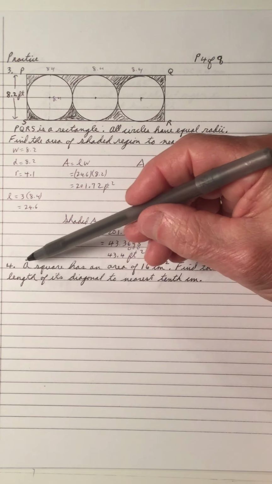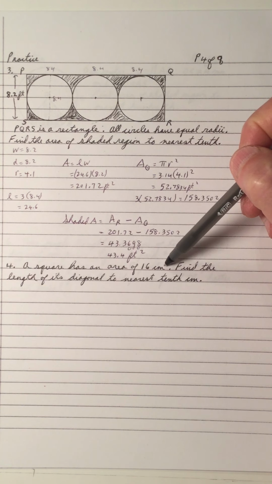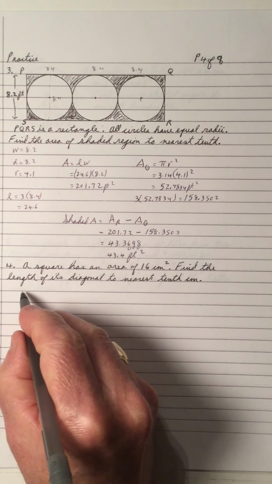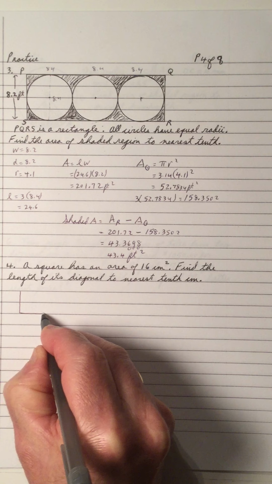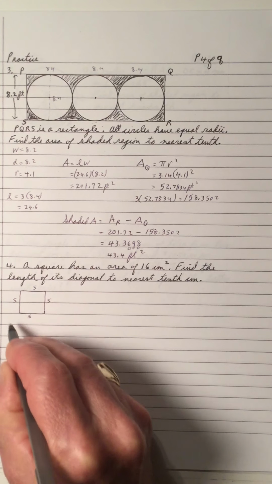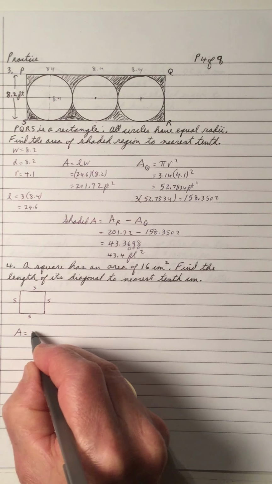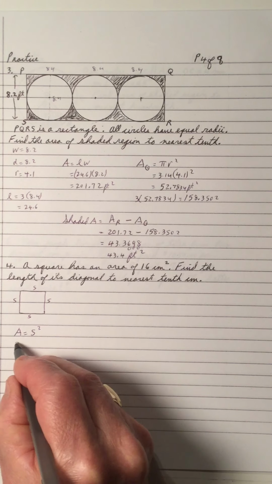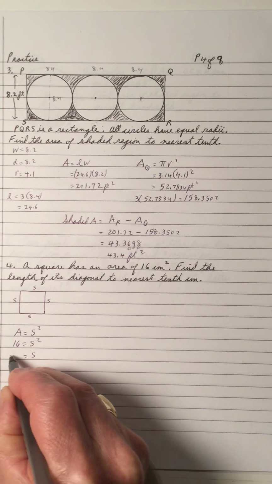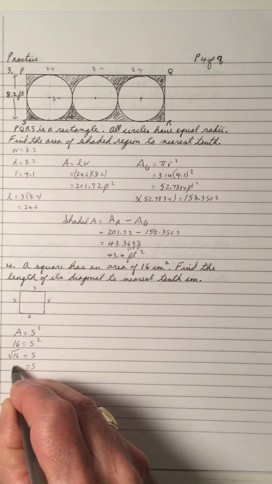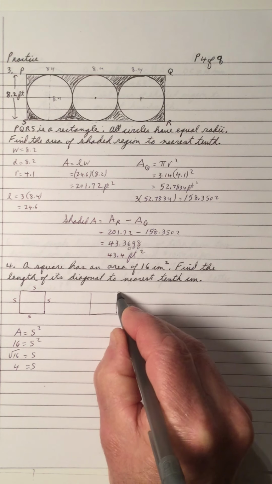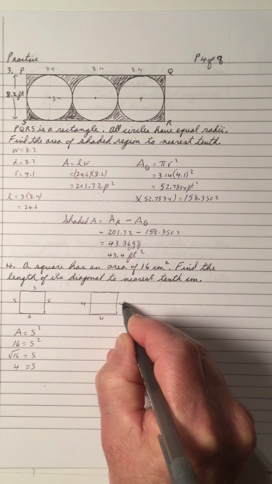And number 4, a square has an area of 16 square centimeters. Find the length of its diagonal to the nearest tenth. Well, if you think about it, we have a square. So let's make a square. A square has all sides equal, so it's S, S, S, S. The area of the square is length times width, which is S squared. So the area of the square is 16, so 16 equals S squared. So S is the square root of 16, so the length of the side is 4. And if we redraw this diagram with the 4 in there, we've got a 4 and a 4 and a 4 and a 4.